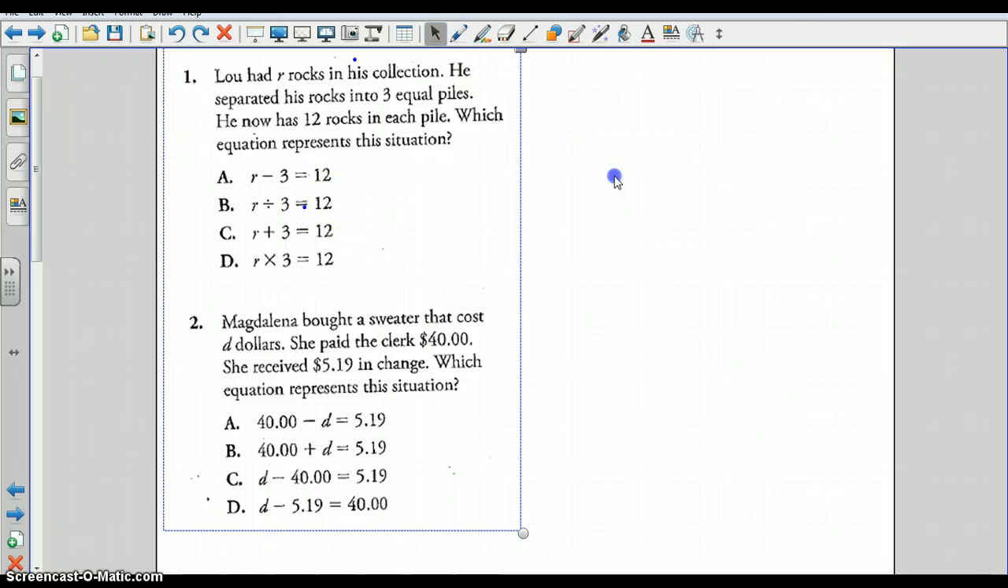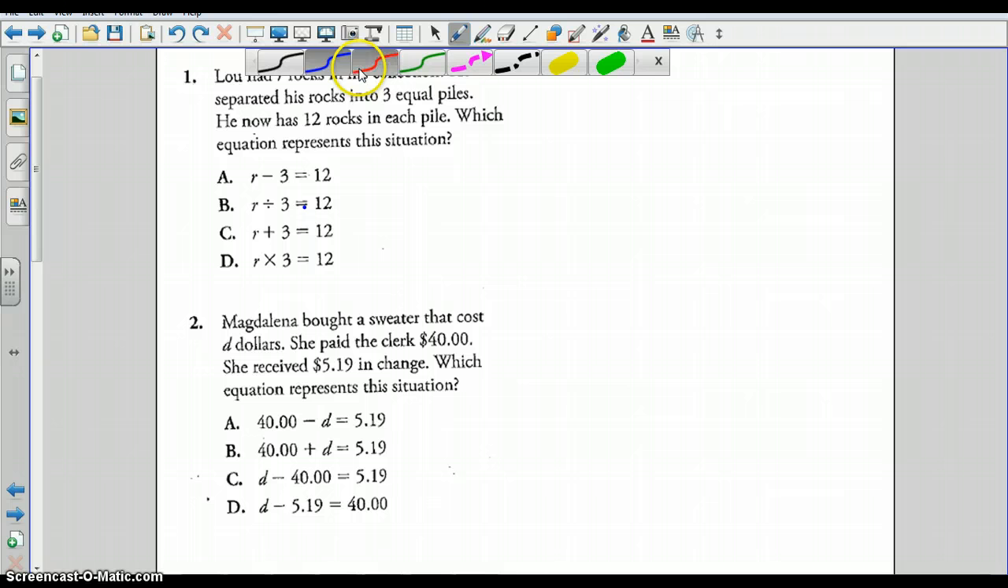What I want to do before we get into two steps, because that's really where we want to be, is warm up with a couple of one-step equations from this sheet, and then we'll go straight to the two steps.